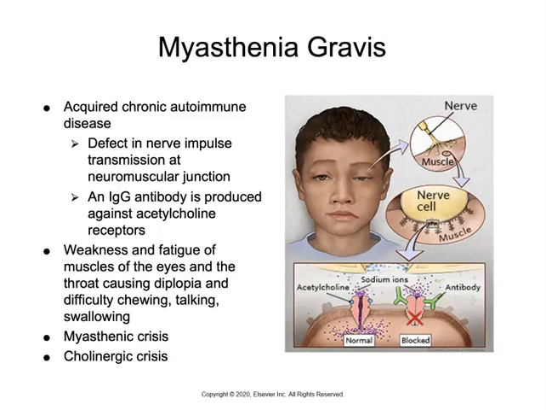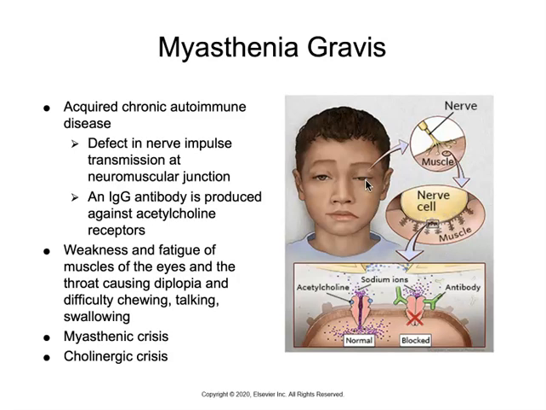Next, we have myasthenia gravis, and this is an acquired chronic autoimmune disease. It affects the nerve impulses that are being transmitted at our neuromuscular junction. So you could see that junction right over here, and then it's blown up. And unfortunately, our body produces antibodies, as we know them to be IgG, that are against the acetylcholine receptors. And so this prevents normal muscle activation and leads to muscle weakness and fatigue, particularly in the eyes and the throat, which can cause things like diplopia, which is double vision, difficulty chewing, talking, and swallowing.